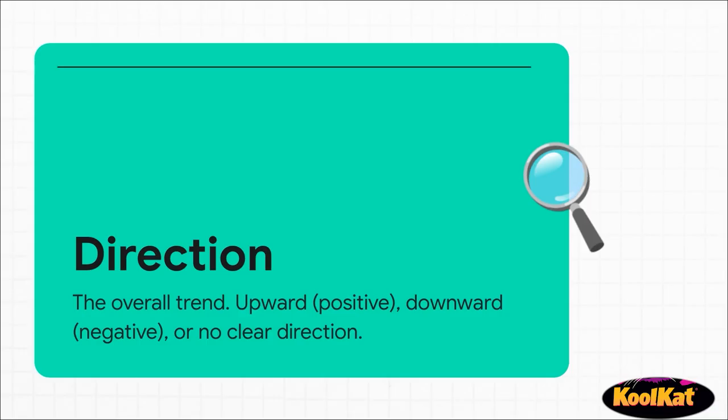If it's kind of sloping up from left to right, that's a positive relationship. If it's heading down, that's negative. And if it's just a big random blob, well then there's no clear relationship. That's your first major clue.